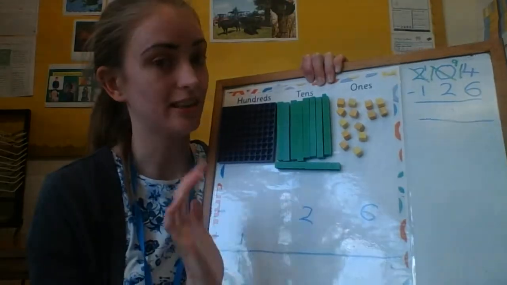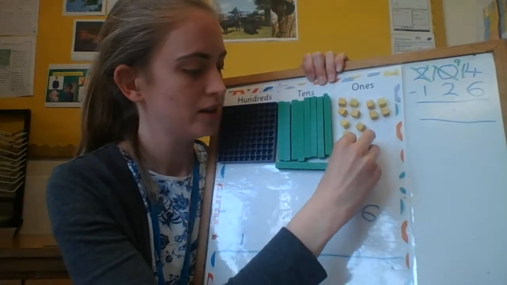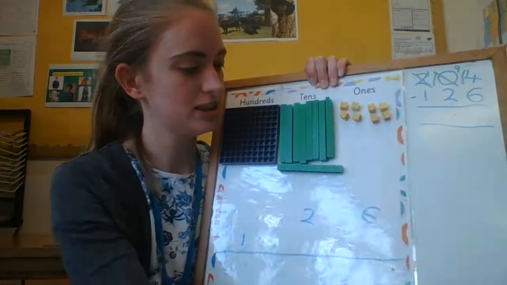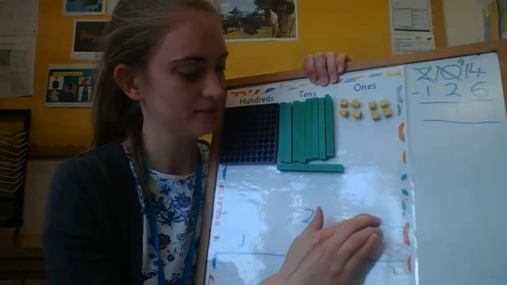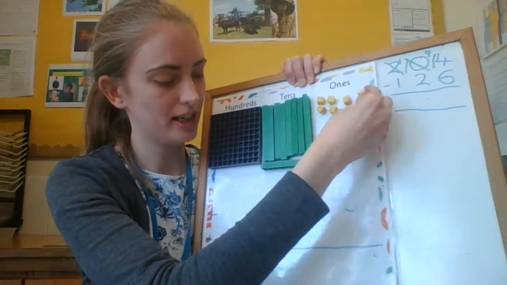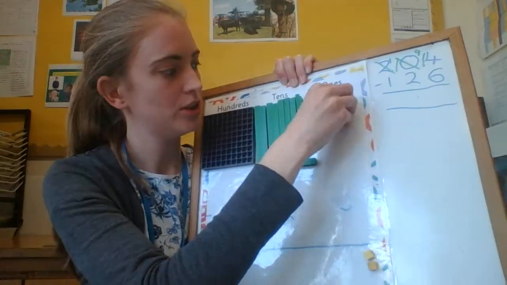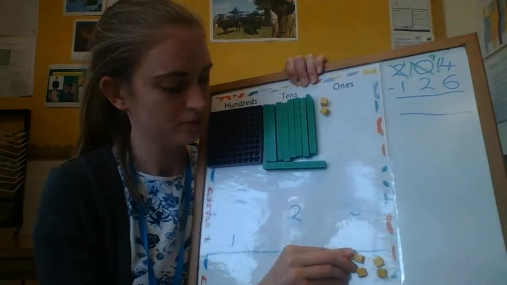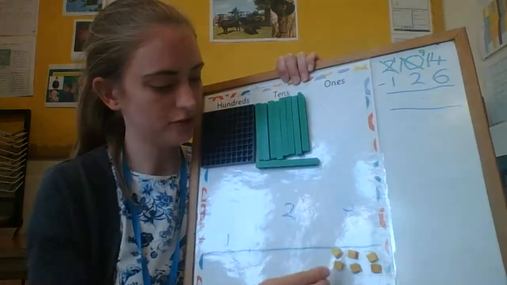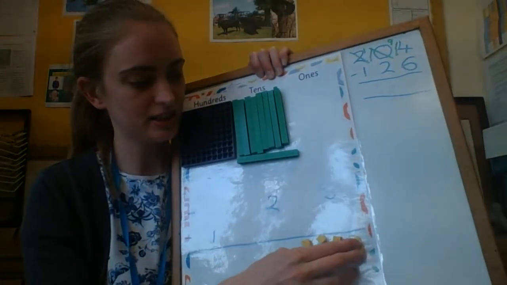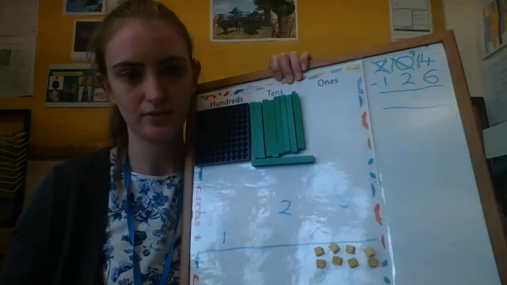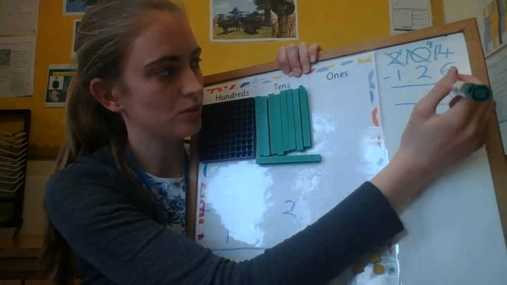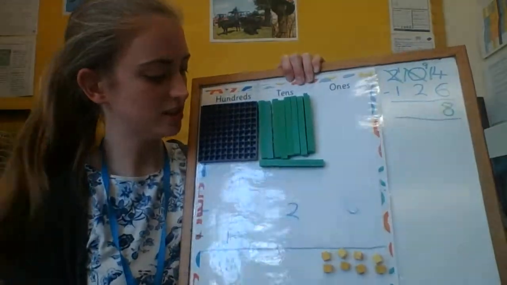And now I can take away my 6. There is more than 6 there. I can do that. So, 2, 4, 6, take away that 6. And this is then my answer that I can move down to this equals box. So 14, take away 6, 2, 4, 6, 8. 14, take away 6 is 8 ones. And now I can do my tens column.